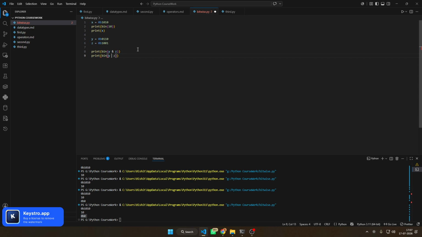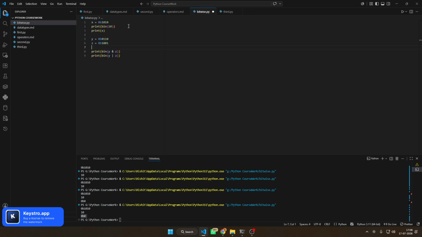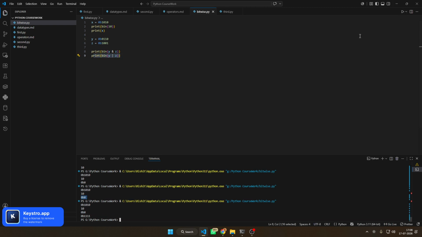And we can do a similar operation. Instead of AND, we can use the bitwise OR. So what does the bitwise OR do? We can check it out here. It returns 1 if any one bit is 1, else 0. So here at least one bit is 1, again here at least one bit is 1, and so on. So this should return all ones. Right, it returns all 1s.